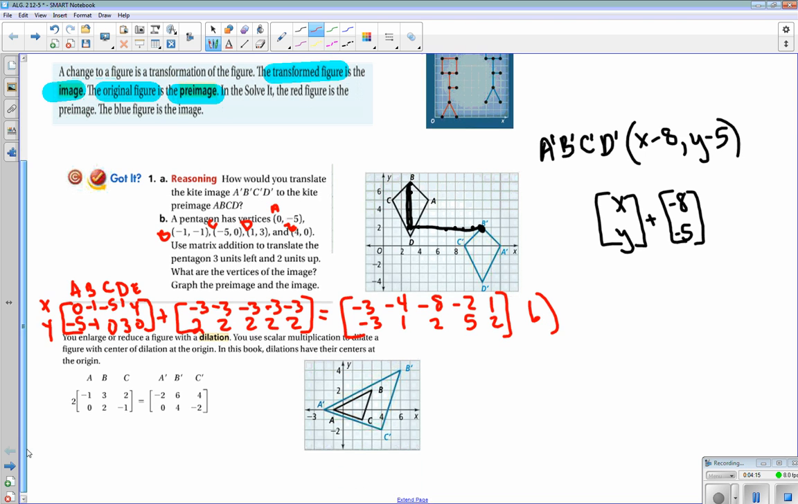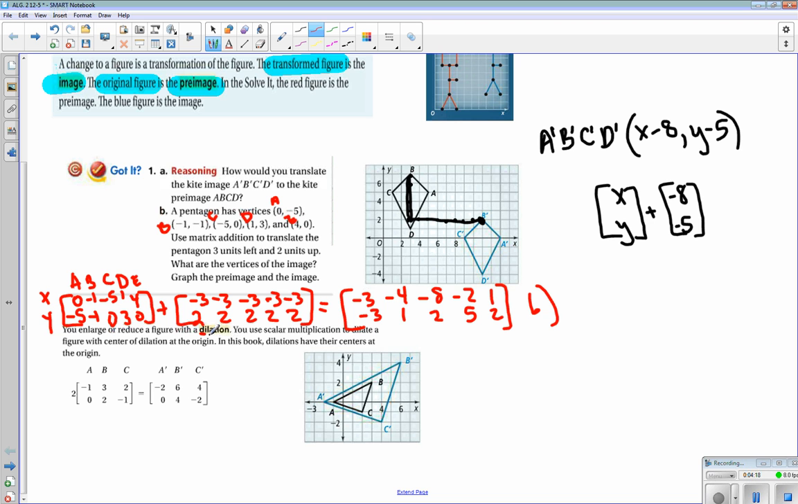All right, so let's look at dilations. You enlarge or reduce a figure with a dilation. It otherwise keeps a figure the same shape. You use scalar multiplication to dilate a figure with center of dilation at the origin. Thankfully, in this book, dilations have their centers at the origin. So we're always going to start from the origin, which will make our life tons easier.